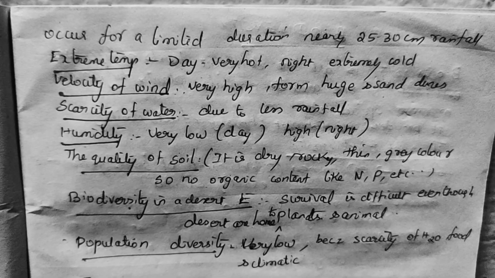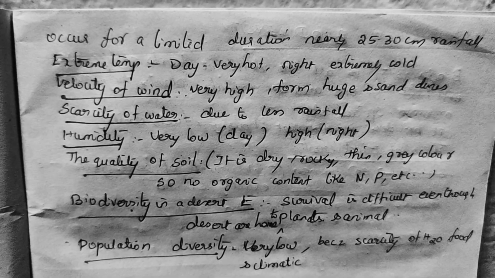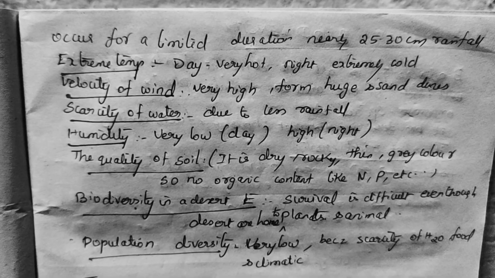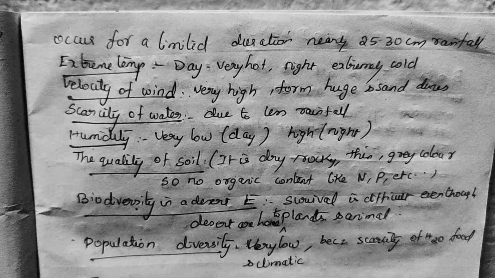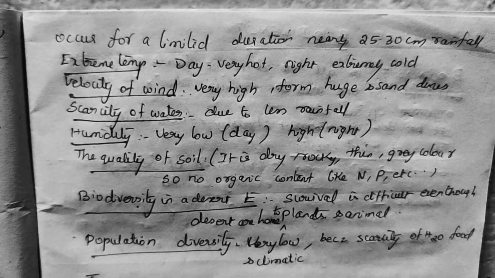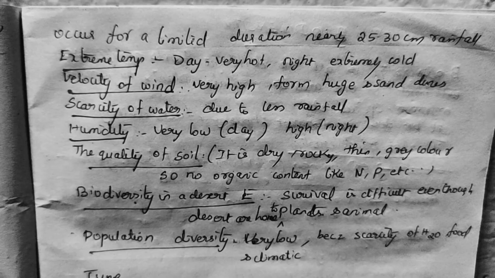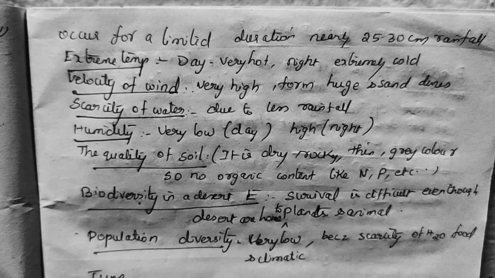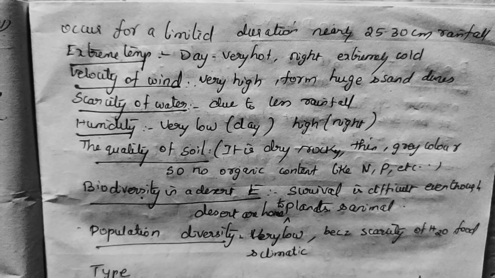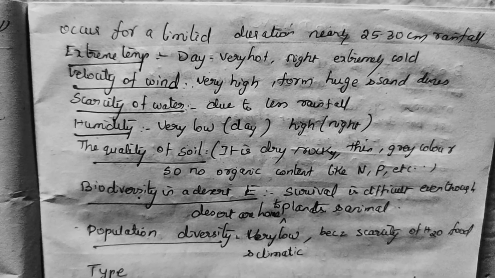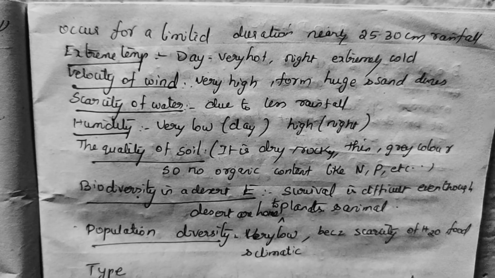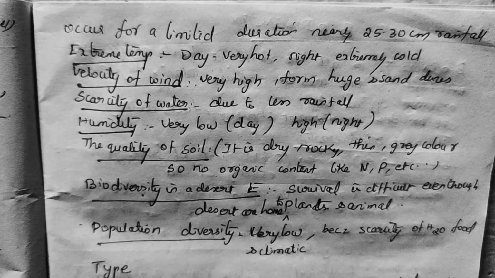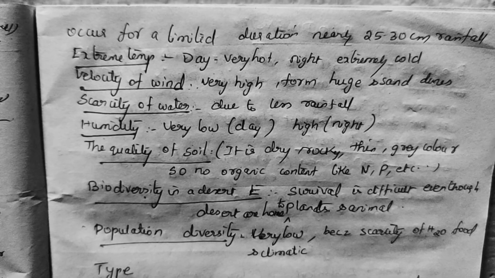And there is scarcity of water due to the low rainfall. And if you see the humidity, it is very low during the daytime and high during the nighttime. And the quality of soil is dry rock, thin gray color, with no organic contents like nitrogen and phosphorus. And if you see the biodiversity in the desert ecosystem, survival is very difficult, even though deserts are home to some of the plants and animals. And the population diversity is very low because of scarcity of water and the climate.